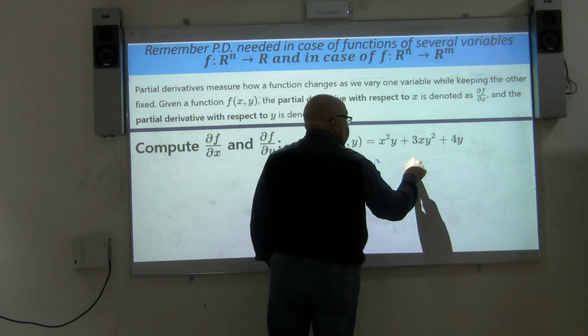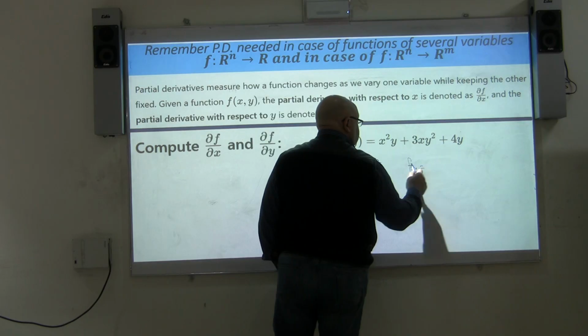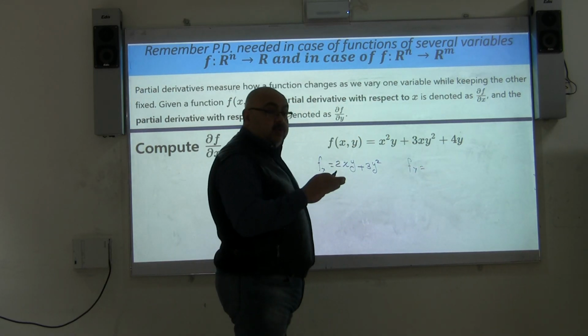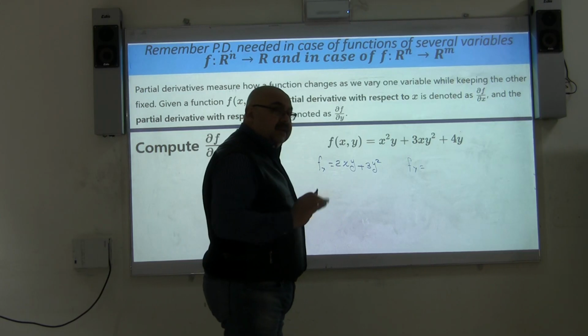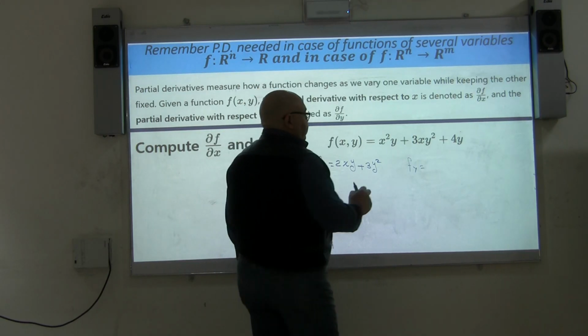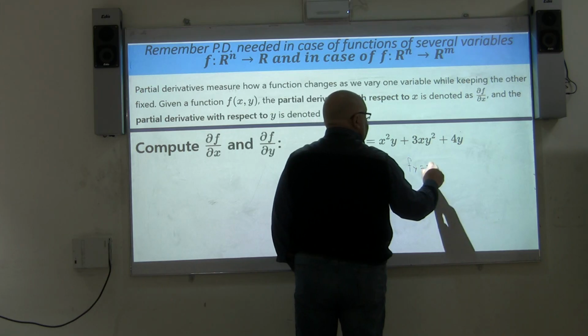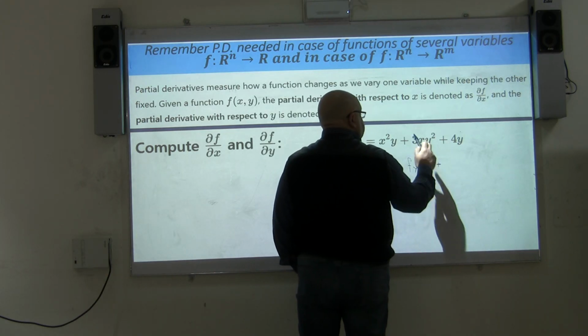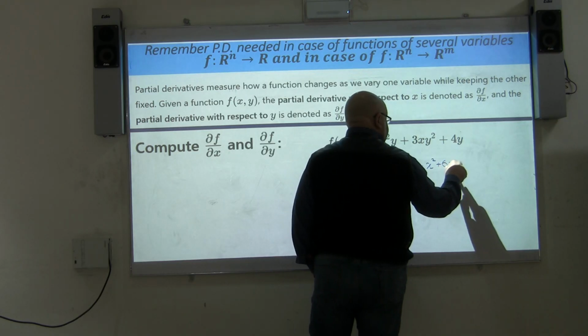If I want to get f sub y, can you do it? F with respect to y. So I will differentiate with respect to y considering x as a constant, as a number. So differentiating with respect to y will give you x squared. Then plus, differentiate with respect to y, so it's going to be 6x times y.